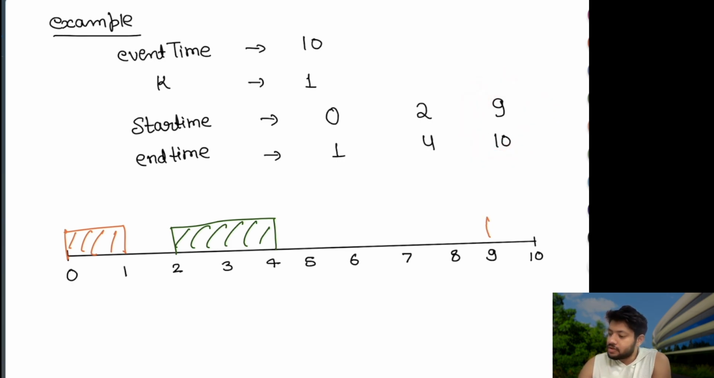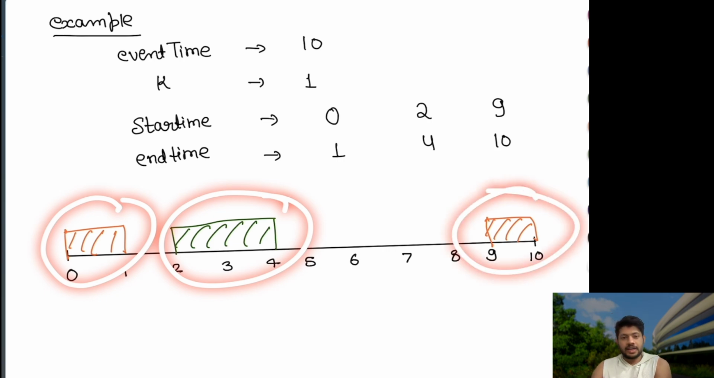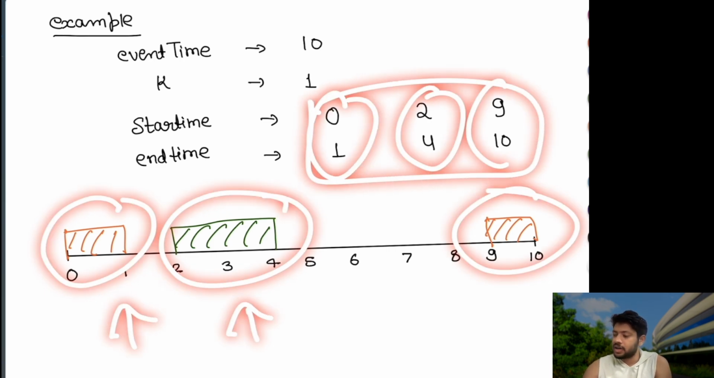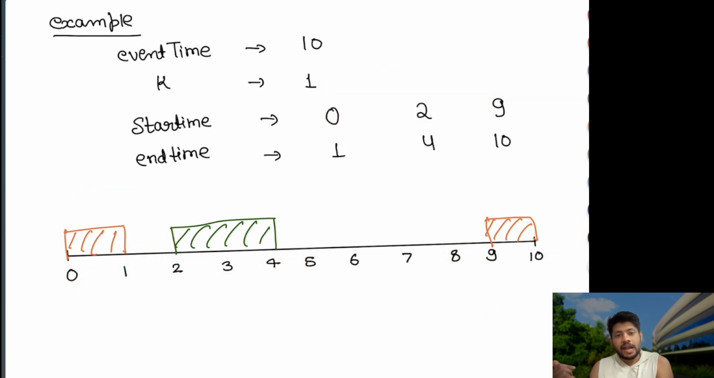till 10. Now one of the things you will have to notice is that the meetings are in sorted order, right? That's given in the input. 0 to 1 is this one, 2 to 4 is this one, and 9 to 10 is this one, and they are not overlapping. None of the meetings are overlapping with each other.